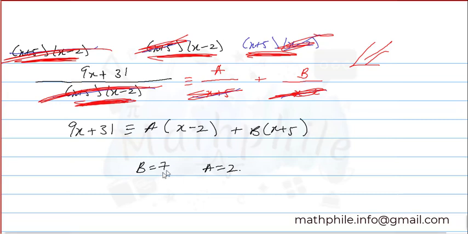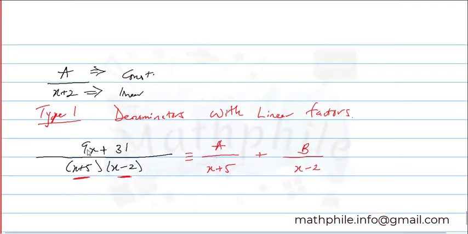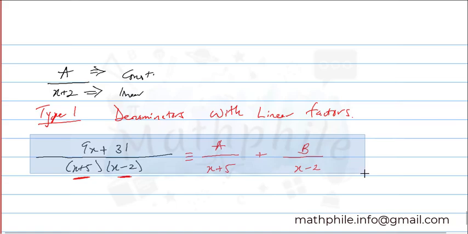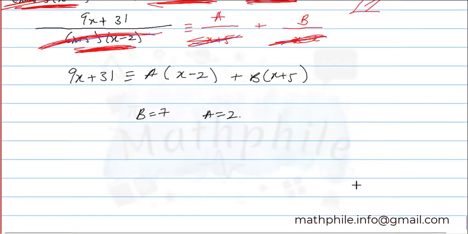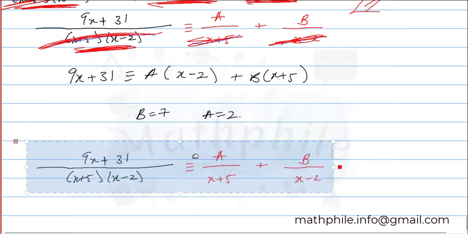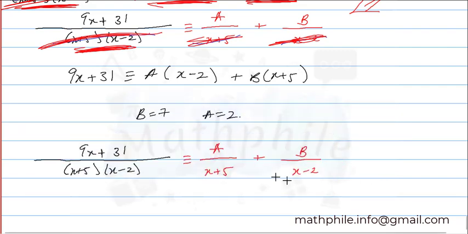Okay, so we are not done. Remember, we said that this is what we started with. Our question is going to be in the form A over (x + 5) plus B over (x - 2). So now that we've gotten our values, we just put them there. In this case, A is 2 and B is equal to 7. Is that okay? Yes, sir.